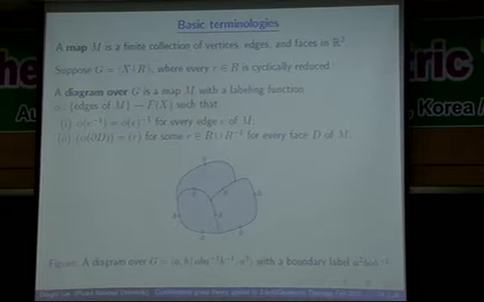each face's boundary label is equal to R for some R belonging to the union of R and the inverse of R. So this is an example of a diagram over this group presentation. And we see that the boundary label of this diagram is A square. Starting point doesn't matter. So A square, B and A and A, B inverse, like this.